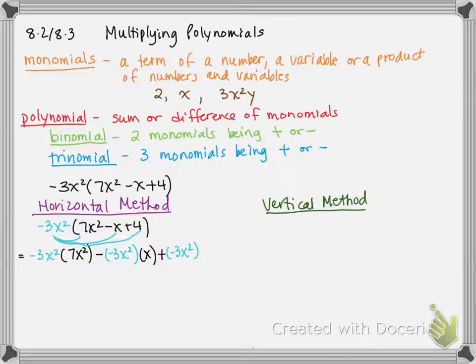And now we just remember our rules from Chapter 7. So negative 3 times 7, negative 3 times 7 is going to give me negative 21.